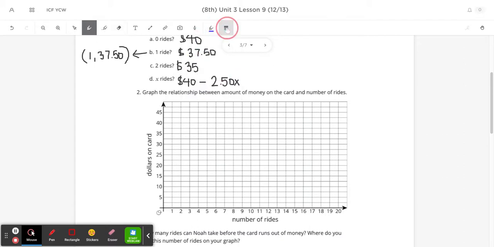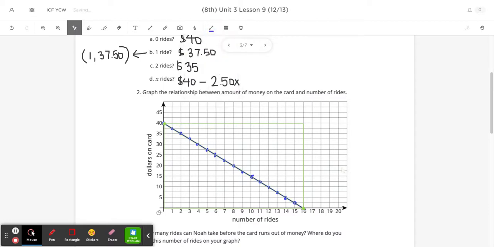So here are some of the points that you should have in your graph. We know that when Noah has taken 0 rides, he has $40 left. When he's taken 1 ride, he has $37.50. 2 rides is $35. And then each time he takes a ride, $2.50 simply gets subtracted from his card. We can follow the graph down in this pattern, and we can be confident that we're plotting the correct coordinate pairs because the y-axis is scaled by 2.50s and the x-axis is scaled by 1. So each time he takes another ride, his card has $2.50 less on it, and we can draw a line through those points.